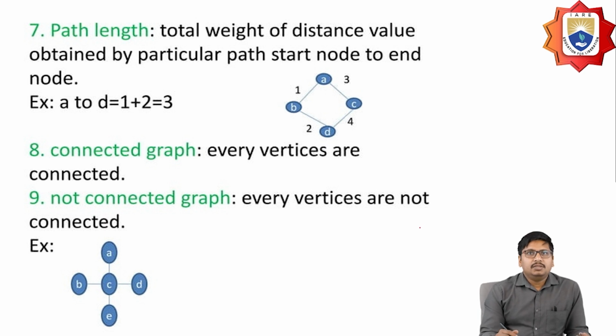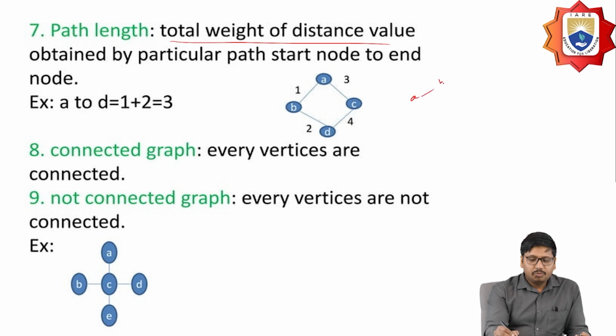And path length is nothing but the total weight or distance value obtained by the particular path from the starting node to the ending node. That should be treated as the path length here. So what is the path length from A to B? What we call the distance. That should be 1.